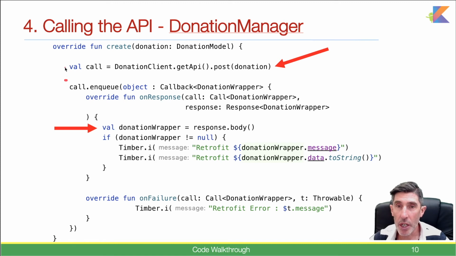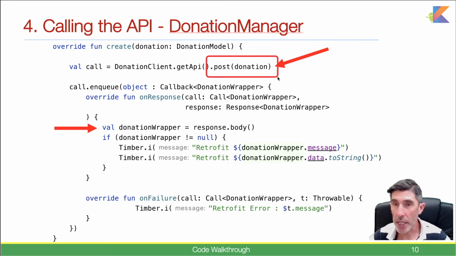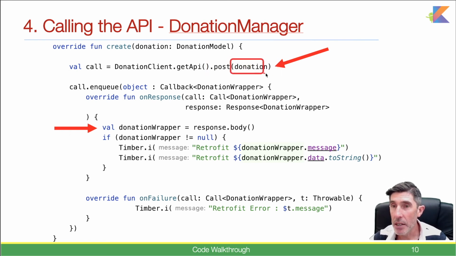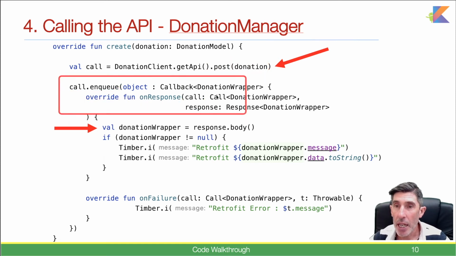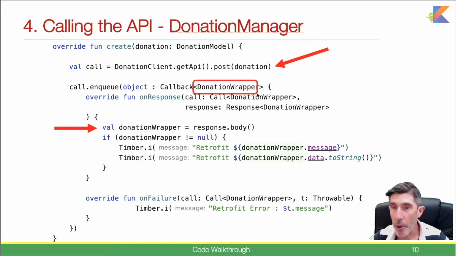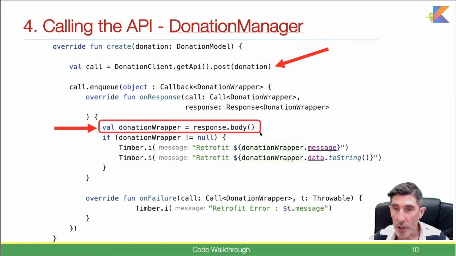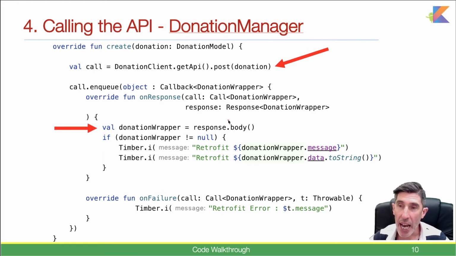Here we are creating the call, and again it's a .post this time because we're calling it post in the interface, passing in the donation. Here we are calling .onQueue again, but this time it's a donation wrapper that we're getting back. So to process that is a little bit different. So the body this time isn't a direct JSON object, it's the donation wrapper, which has, pardon the pun, wrapped up in it a message and the data.